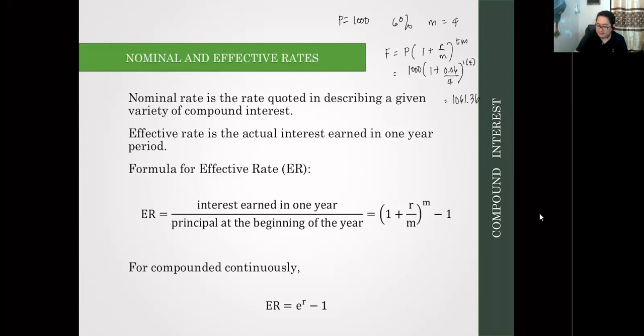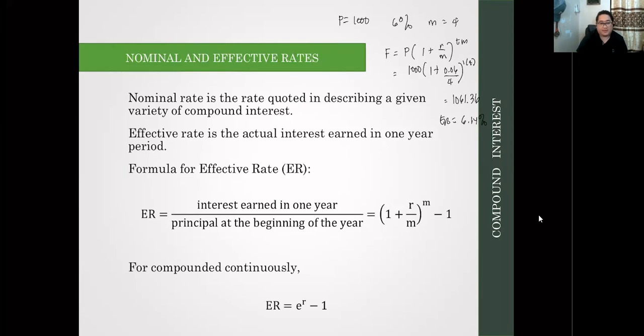What is the equivalent of that in percentage? So, 1,061.36 divided by 1,000, then minus 1. The effective interest rate you get is 6.14%. Okay? Which is not the 6% given to us. That is why we have what we call the effective rate. When we compare the future value versus our principal amount, the percentage is different from the nominal rate agreed upon.